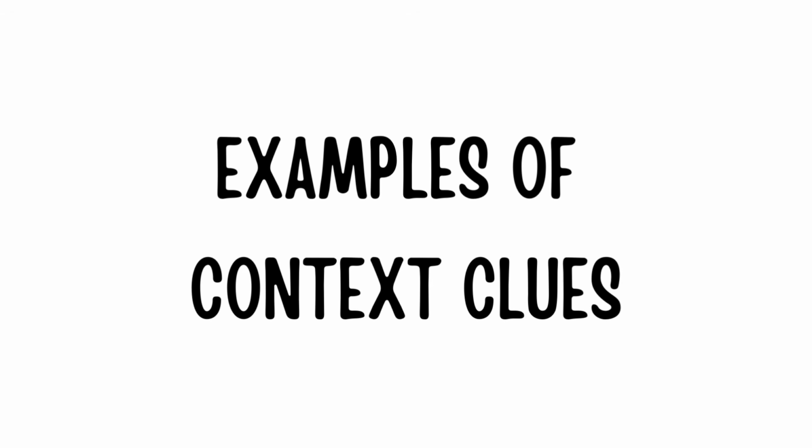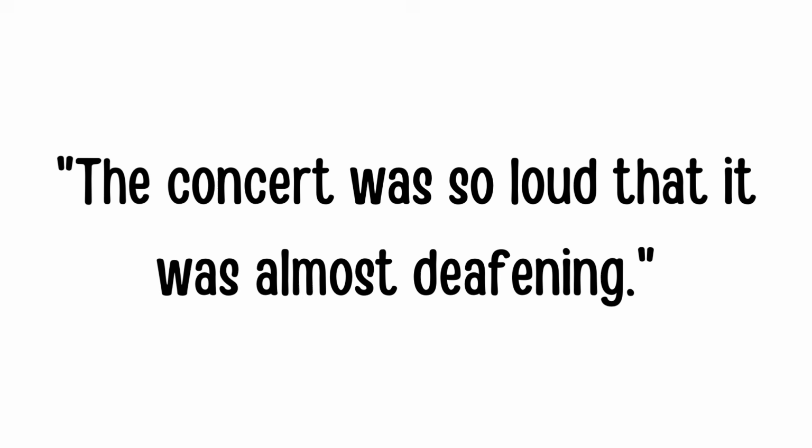Other examples of context clues. Let's look at an example sentence to see how we can use context clues to figure out the meaning of an unfamiliar word. The sentence is, "The concert was so loud that it was almost deafening." The unfamiliar word in this sentence is deafening. We can use the context clues to figure out that it means extremely loud, because the sentence says that the concert was so loud. Here's another example.